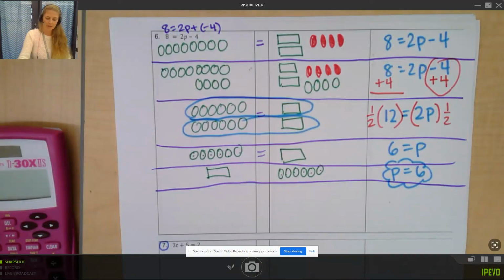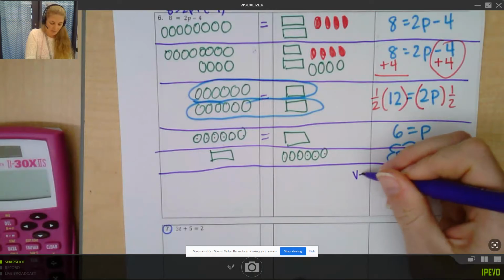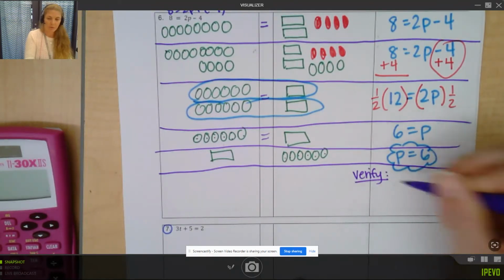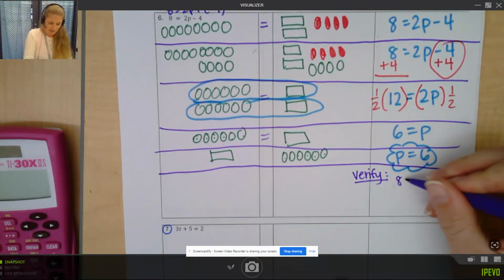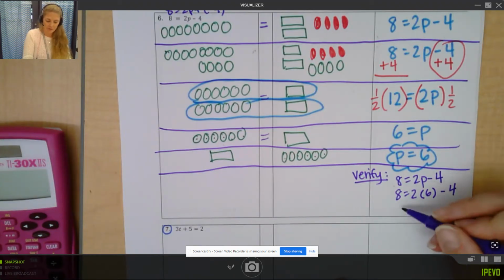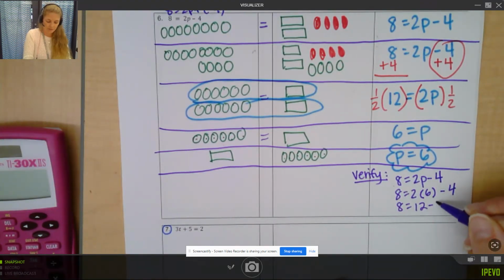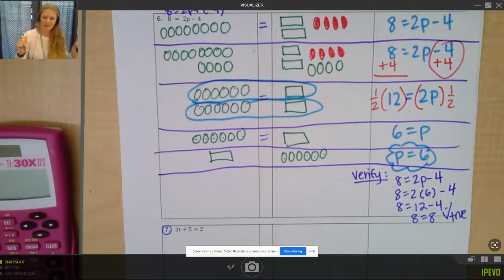Fabulous. From here, I'm going to do my verify just with the equation. That's totally fine if you want to do the model, but I'm just going to use the equation. I find it's the most helpful for me and later on. So write the original, 8 equals 2p minus 4. Rewrite this with parentheses everywhere I see the variable. Go back and plug in the value you think the variable is, and just use order of operations. 2 times 6 is 12. 12 minus 4 is 8, and 8 is equal to 8. That's a true statement, so you know you got it right. Perfect.